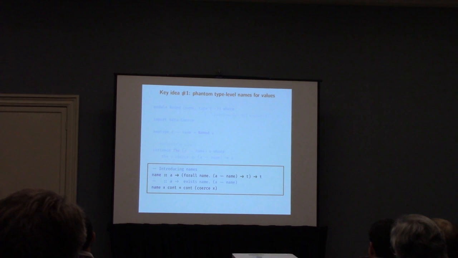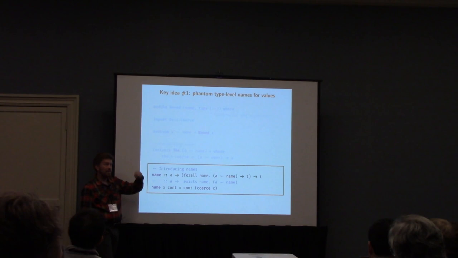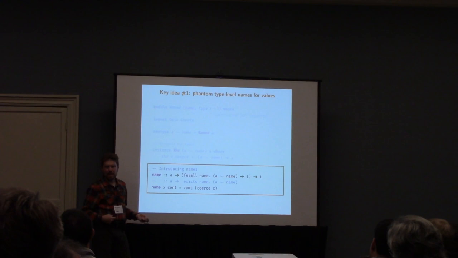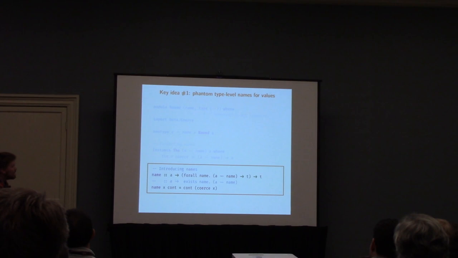Okay. The important thing here is that by existentially quantifying the name, we ensure that the user can't just introduce names willy-nilly. Right? They can only go through this combinator. And just like the phantom type variable for the ST monad, they can't smuggle the name out of that computation. They can't really inspect the name. They don't know what name they get. They just know that there is a name. But once you have a name, you can start talking about it.